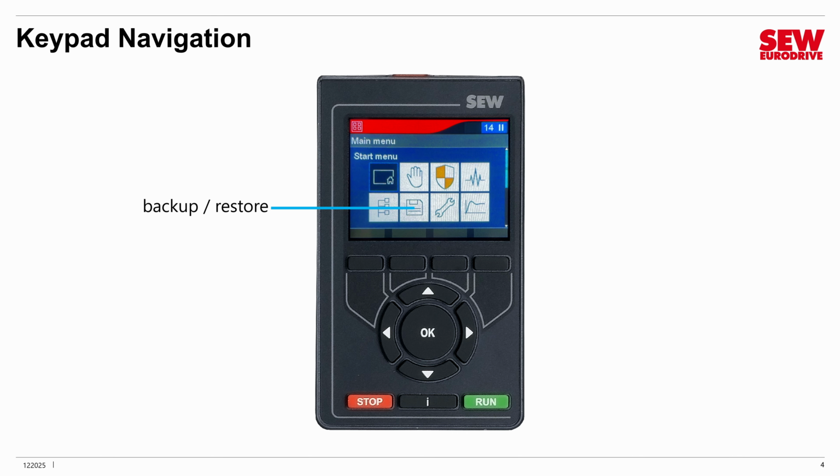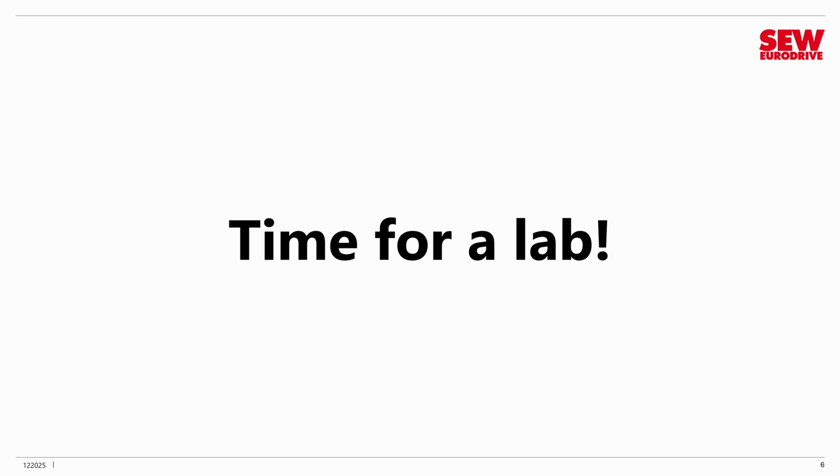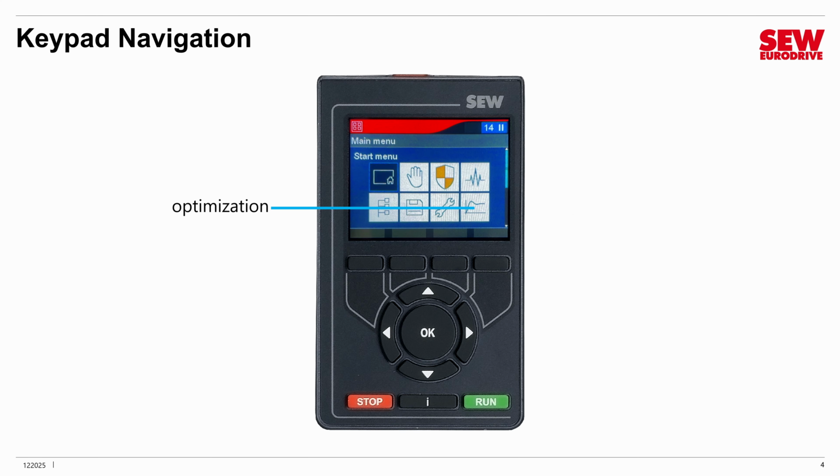The little disk icon allows you to run backups or do restorations from the keypad. The keypad has enough memory to hold multiple backups. It's very handy for that. The little wrench tile is used for starting up motors, commissioning them, and the little graph here is used for tuning and optimizing the motor.